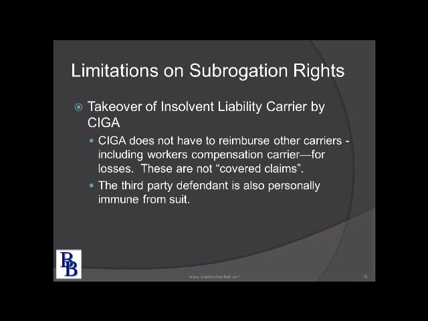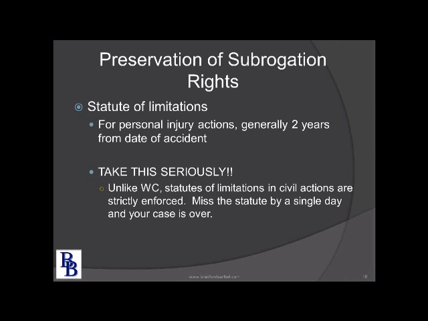Okay, let's move along again. We found a claim that we think has subrogation potential. It doesn't fall into one of these classes where for some reason or other we can't proceed. What do we have to do next? The next step is to preserve our rights. And the most important thing there concerns the statute of limitations. Now, in California, the statute of limitations for personal injury actions, and obviously that's what we're talking about here, is 2 years. And what's important about that is that it's something we have to really take seriously.